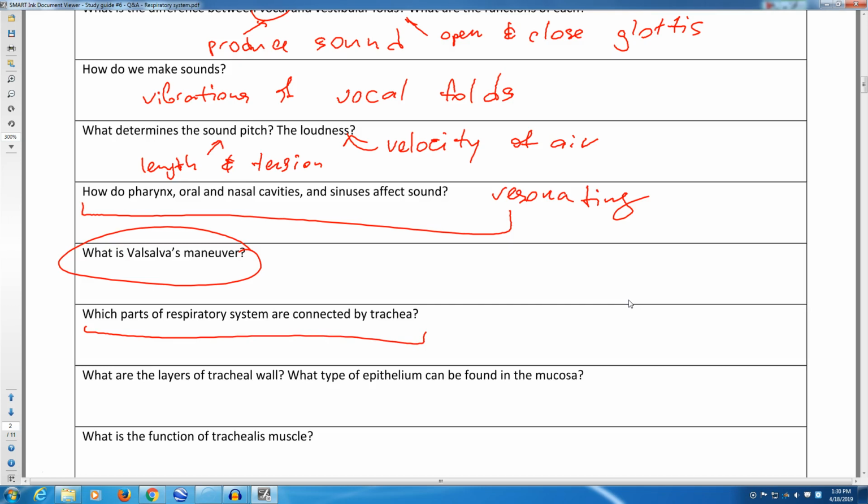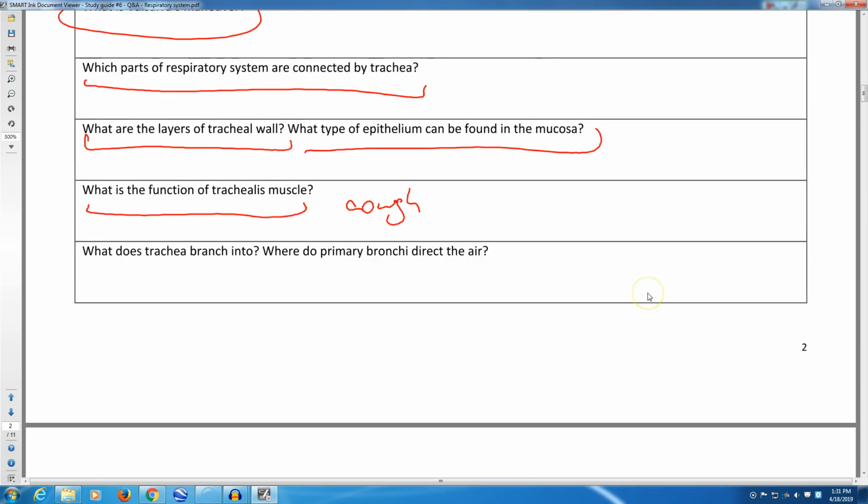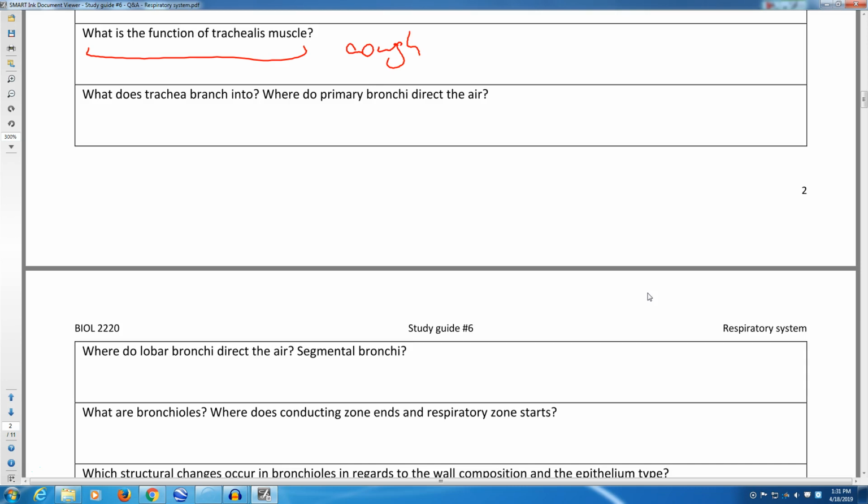Parts of the respiratory system that are connected by the trachea: larynx and bronchi. Layers of the tracheal wall, please: mucosa, submucosa, adventitia. Which one is not there? Muscularis. So there's no real layer of muscles. Epithelium and mucosa: pseudostratified columnar ciliated. The function of the trachealis muscle is to cough. It contracts, producing cough.